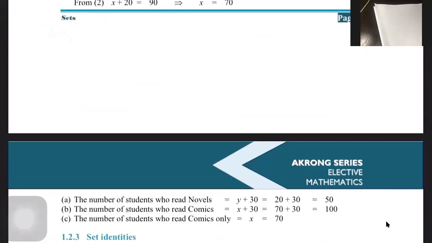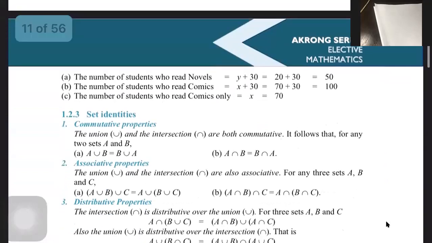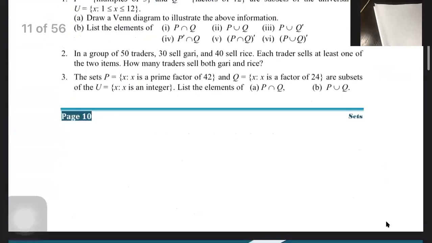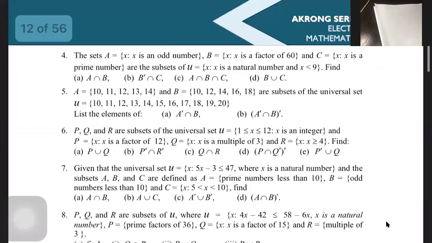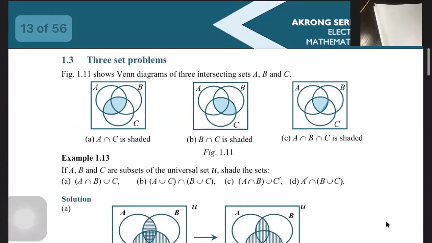And then you have comics only to be 70. Yes, sir. It's a very highly examinable set question. Now, when they give you some of these questions, you have to think why, or what is simultaneous equation doing in sets? So mathematics cuts across a lot of places. So everything you learn is very important.